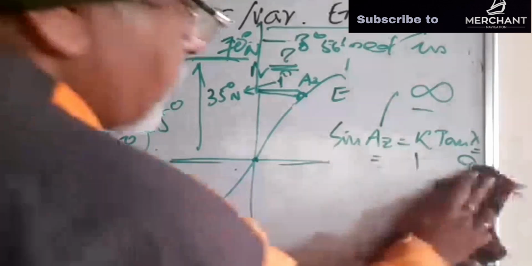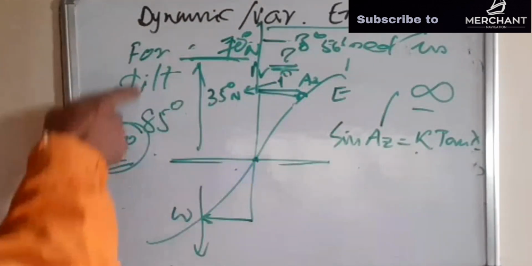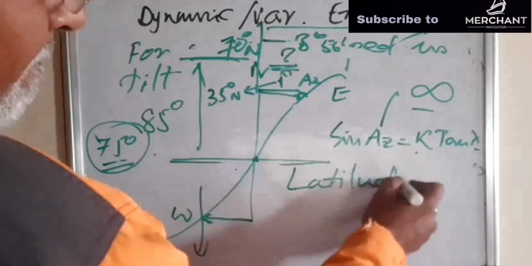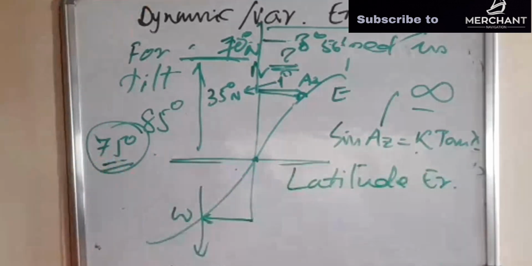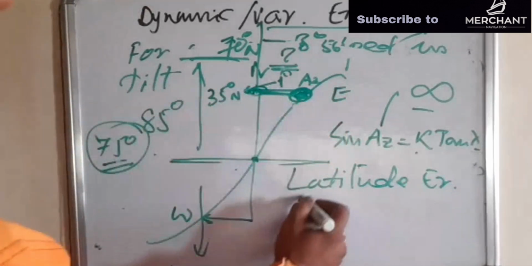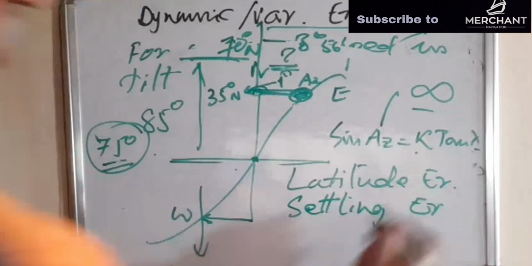Now, this latitude error, it is called latitude error क्योंकि ये error latitude से ही आती है. So one name is latitude error. It is settling at the wrong position, not here but here. So it is settling problem also, correct or not? So it is also known as settling error.